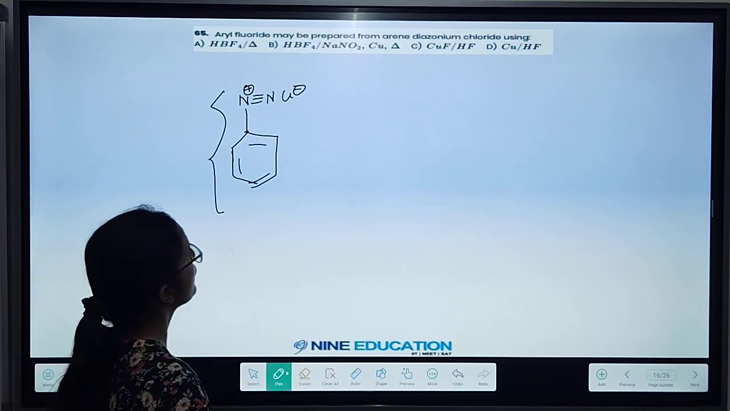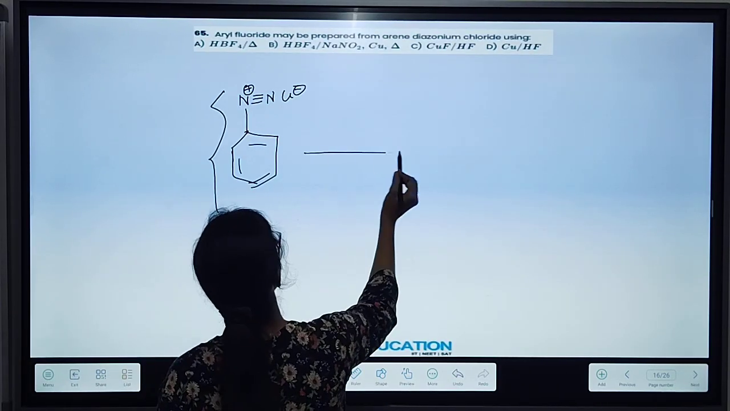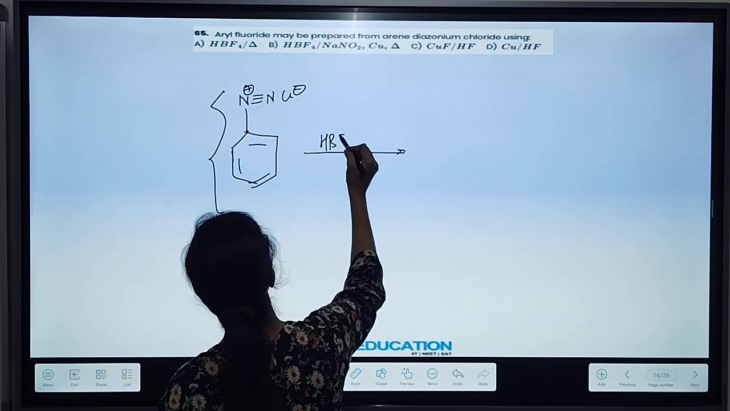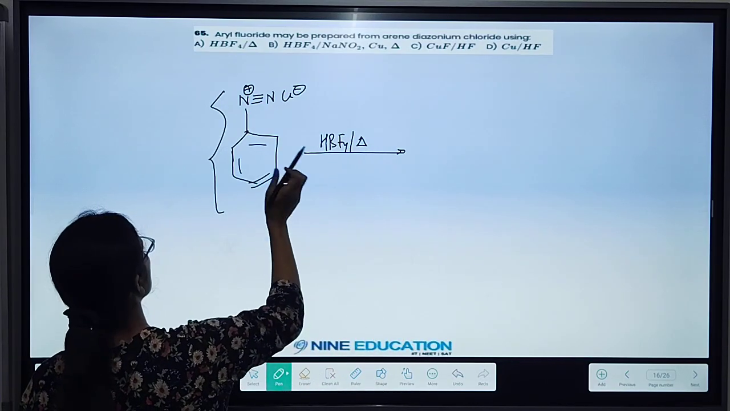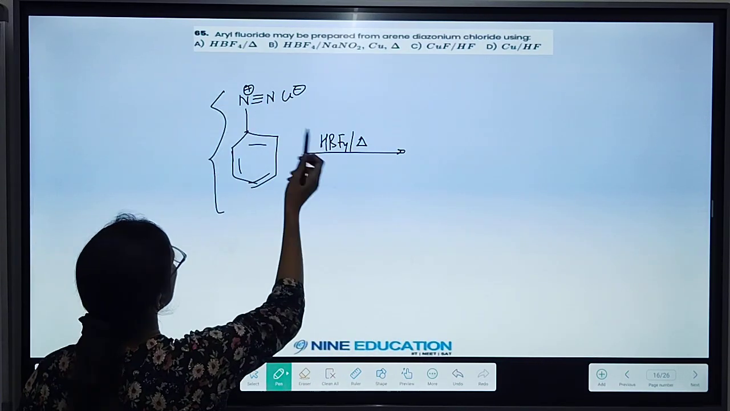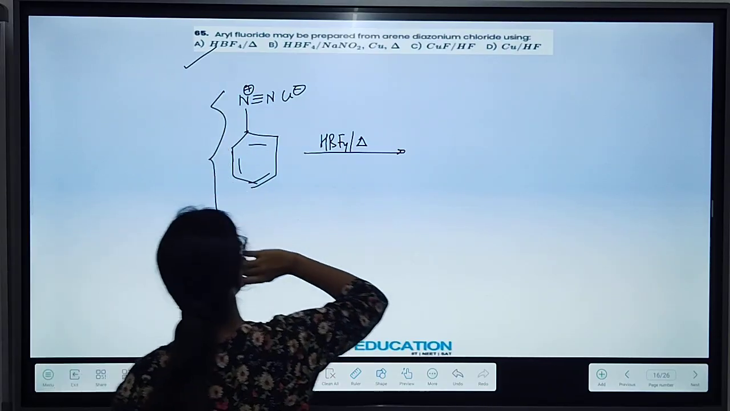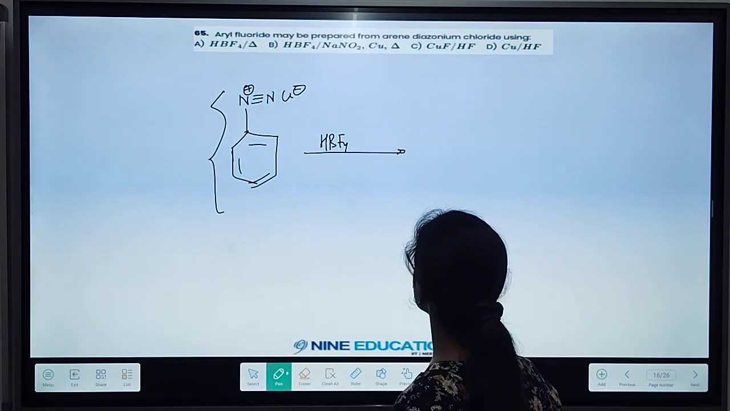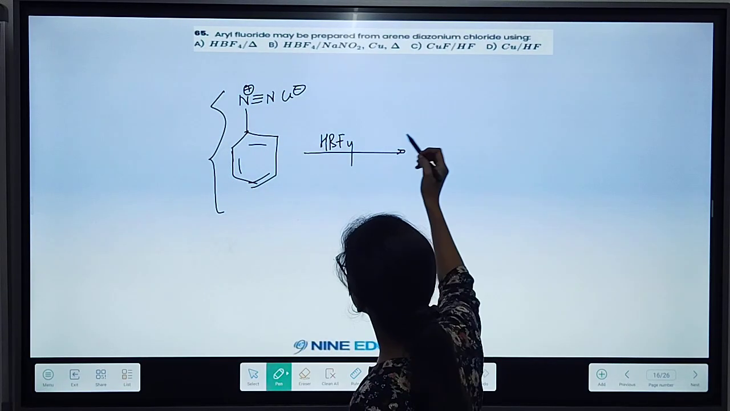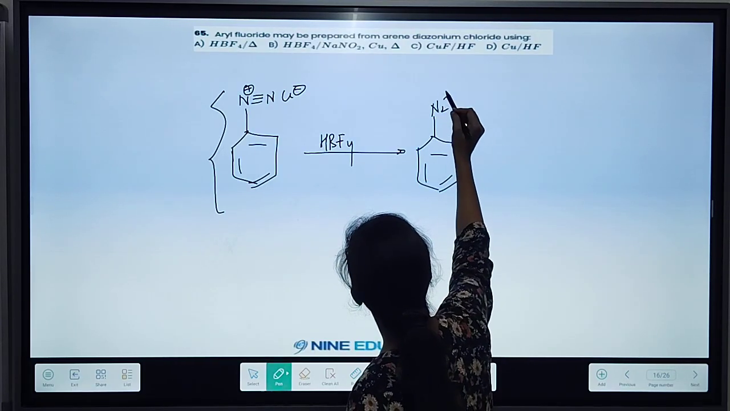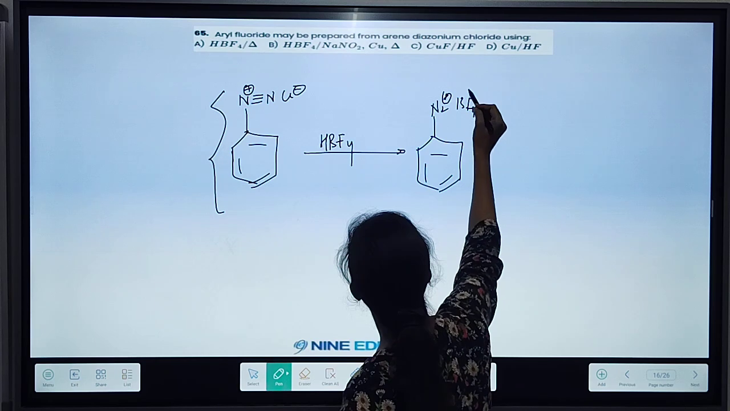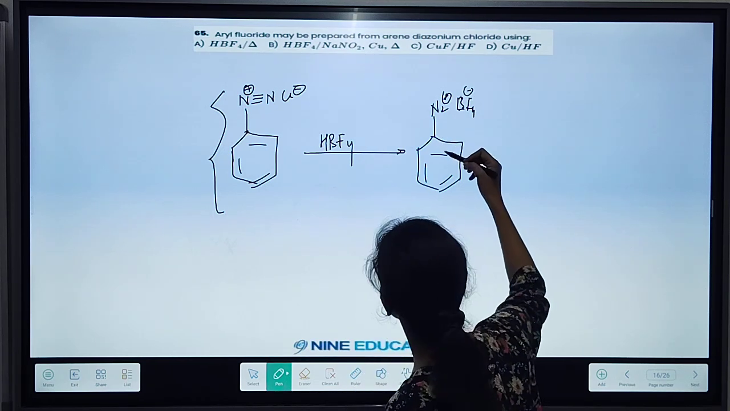This is an example of arene diazonium chloride, and if we will be reacting it with HBF4 and heating it further, we get fluorobenzene. So the correct answer is already given in option A. And how does this happen? If we react it with HBF4, first of all we will be getting N2 positive and BF4 minus, and along with that HCl will be coming out.